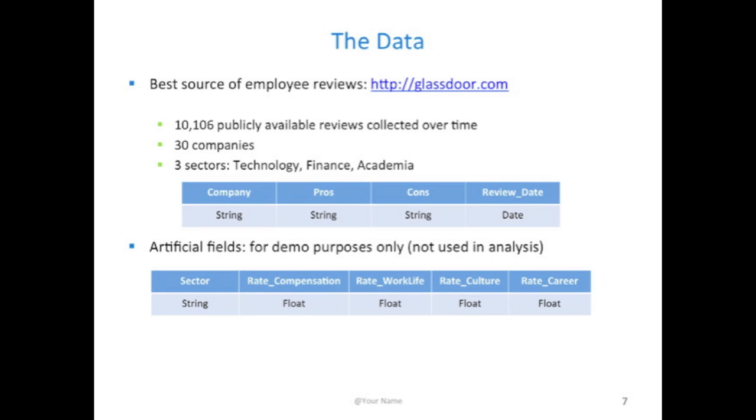In addition to the text information from Glassdoor.com, and to highlight some of the strengths of Elasticsearch with respect to numerical data, I enhanced the dataset with artificially generated information like ratings for compensation, work-life balance, culture, and career opportunities. These artificial fields were used only for illustration purposes, and the empirical factor analysis was conducted solely on the textual data.